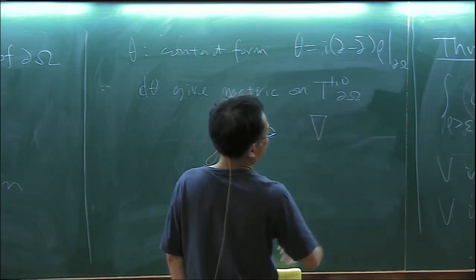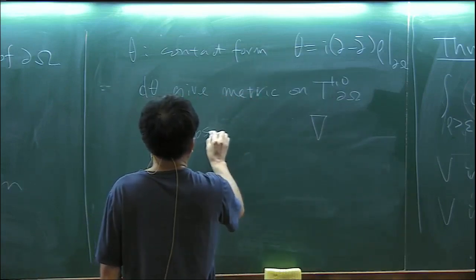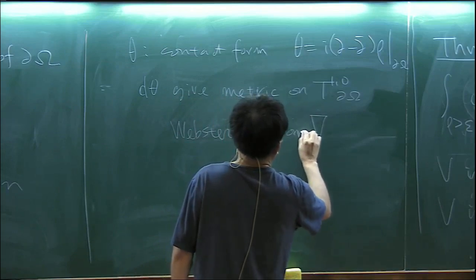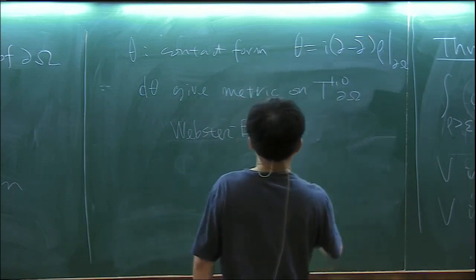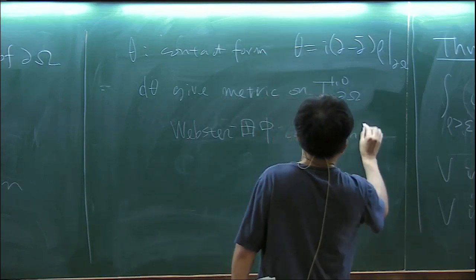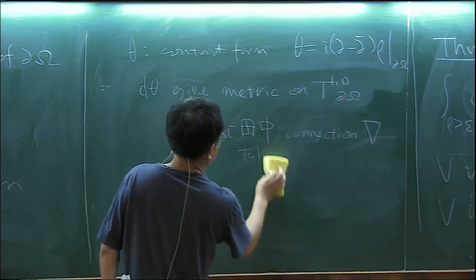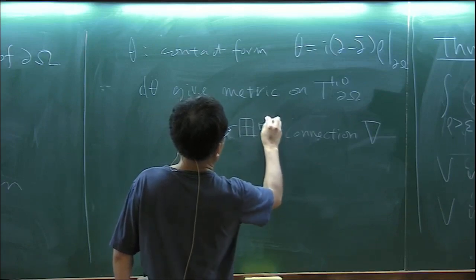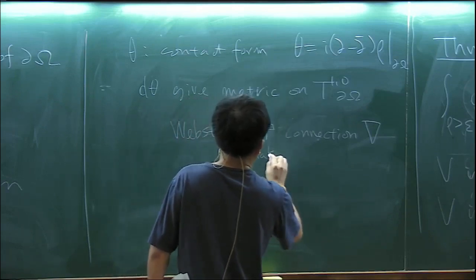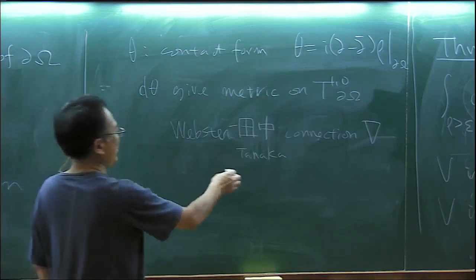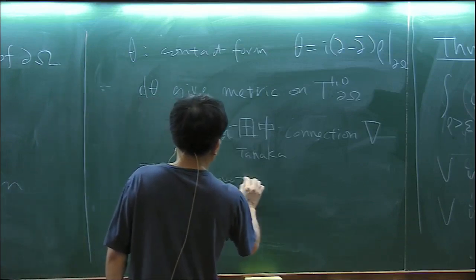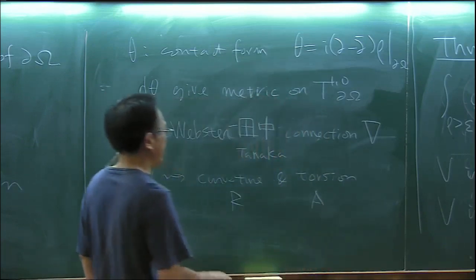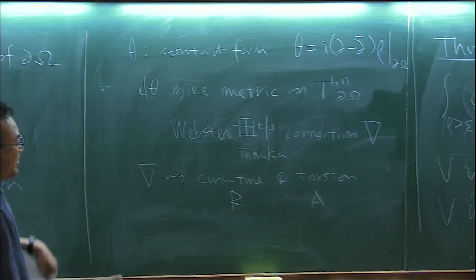So you have a metric and there's a connection, a metric connection with good torsion. This is called the Webster-Tanaka connection. From this, you can define curvature and torsion, R and A in their notation. The torsion never vanishes due to the strict pseudoconvexity.